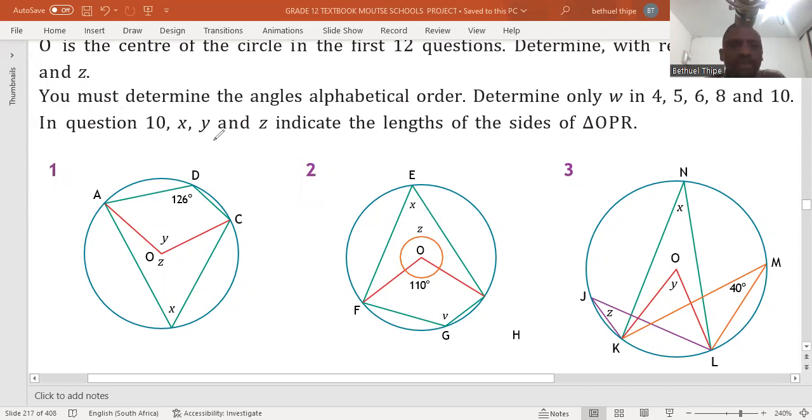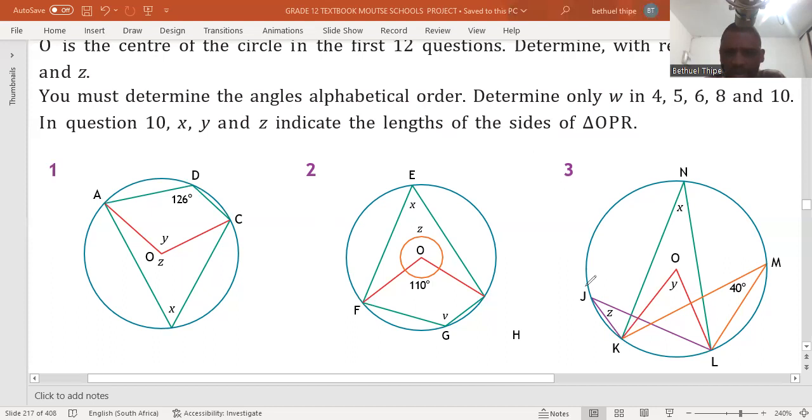Here we are required to calculate x, y, z, and we are given that O is the center. So this O here is the center. Then we have to determine the reasons, the values of w, x, and y. And from there, we'll be required to determine the length of the sides as well.